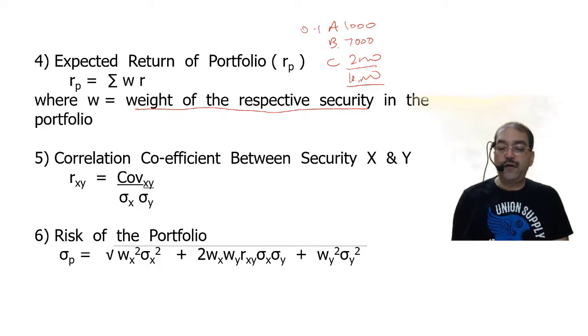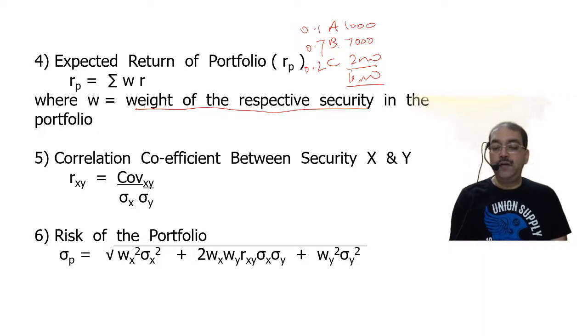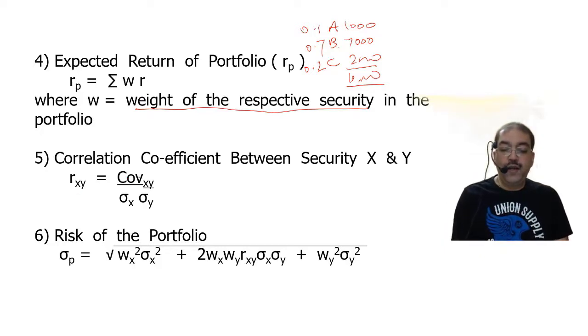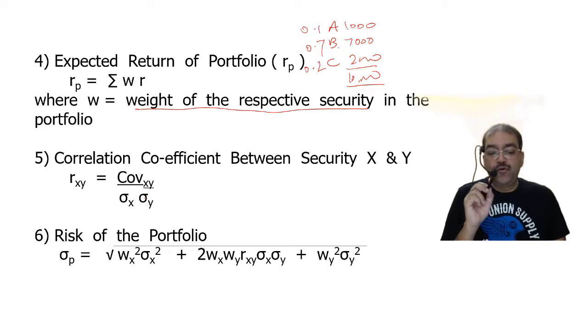What is the weight of B? 7,000 upon 10,000. Weight of B is 0.7. What is the weight of C? 2,000 upon 10,000, 0.2. This is the weight. So in the total portfolio, what is the weightage of each security? That is the weight. So instead of multiplying by probability, you multiply by the weights. Correlation coefficient Rxy: formula is covariance of xy divided by standard deviation of x into standard deviation of y.